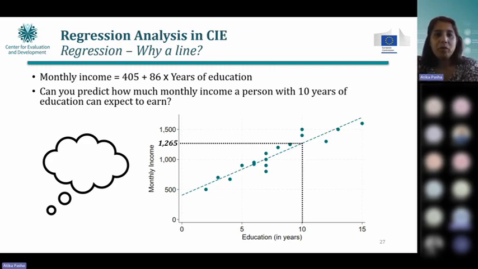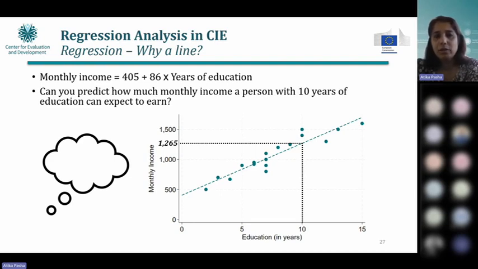Right. So now I'll give you an example of the same prediction. Could you predict how much income someone who has 10 years... sorry, is someone trying to speak? No, okay. Exactly. So if we were to predict how much income a person with 10 years of education is expected to earn, if we look back at our equation, the y was just monthly income, right?